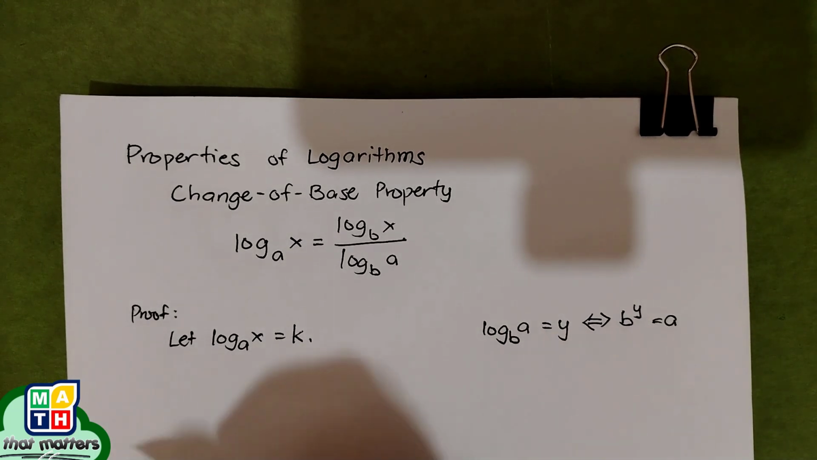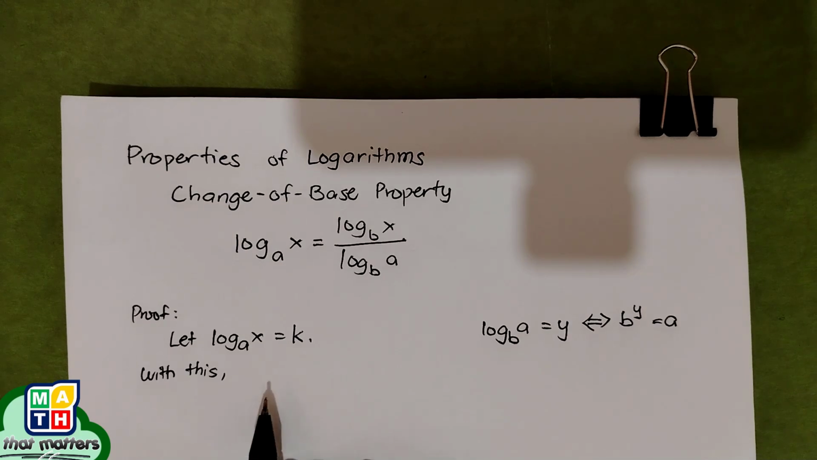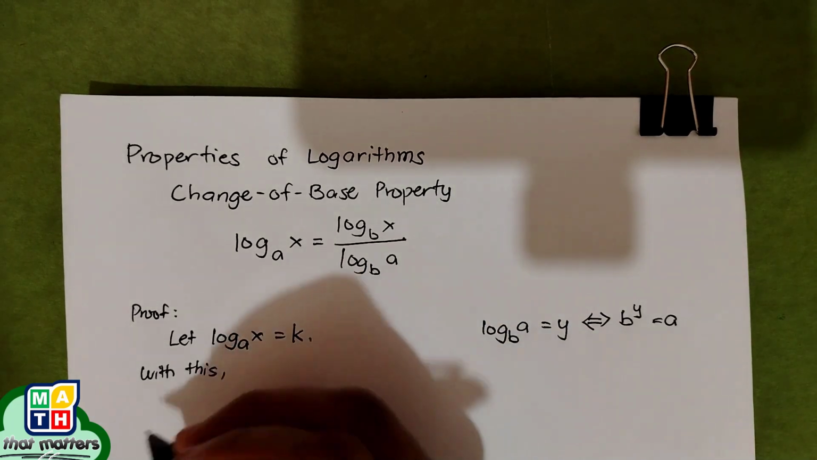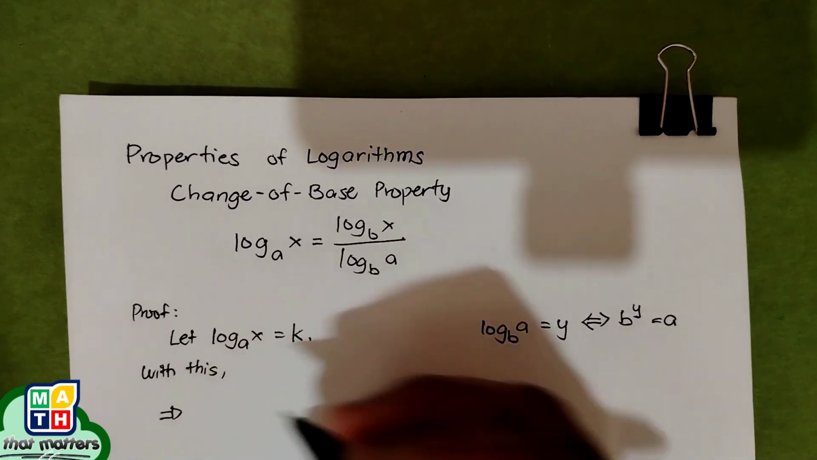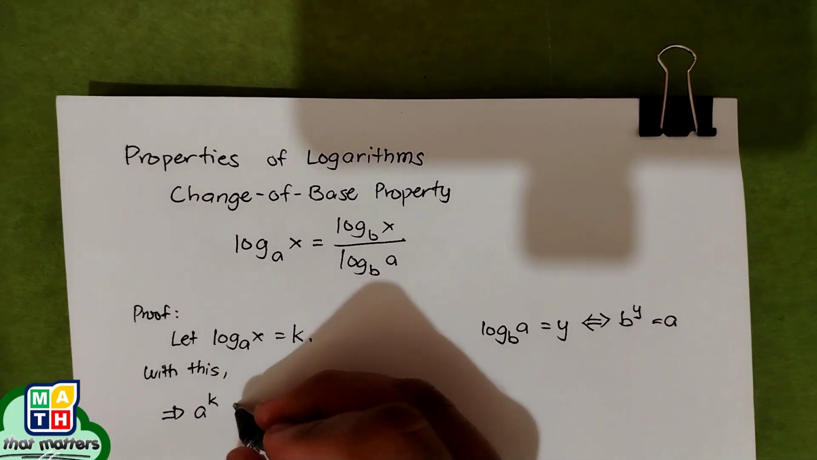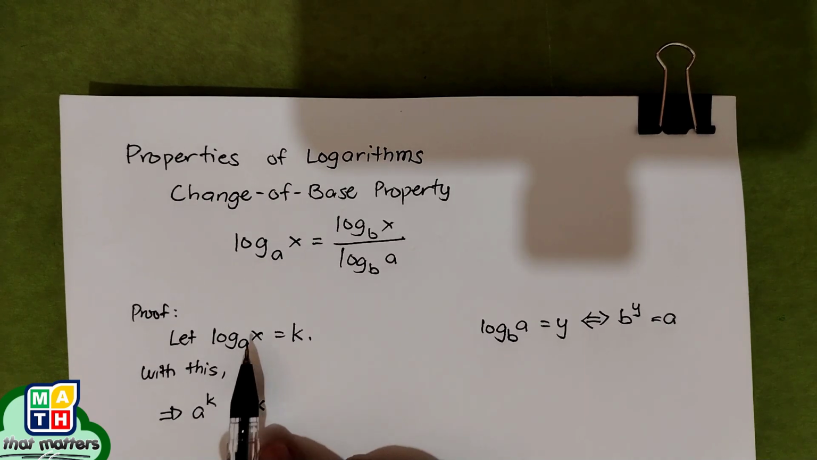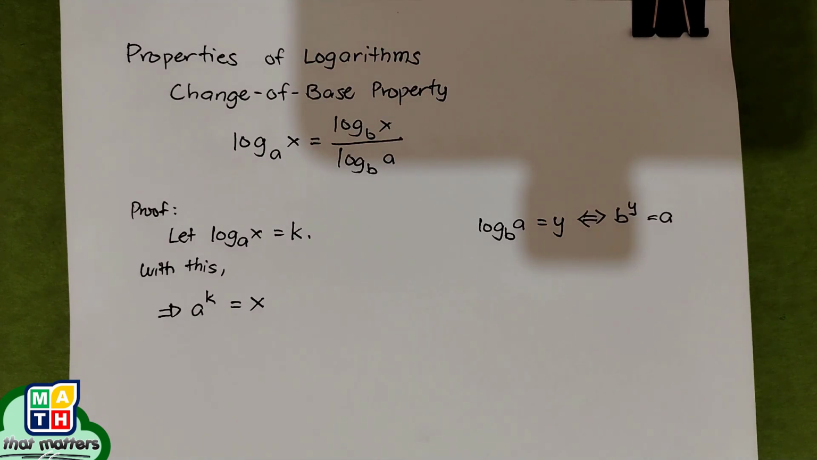We would like to do this because with this, we can now come up with an expression of x. So using this transformation, we have a to the power of k is equal to x. Again, a is the base, k is the exponent, and this is equal to the coefficient x. We are doing this because we would like to have this form in our expression. A to the power of k is equal to x. This is the part of the proof.